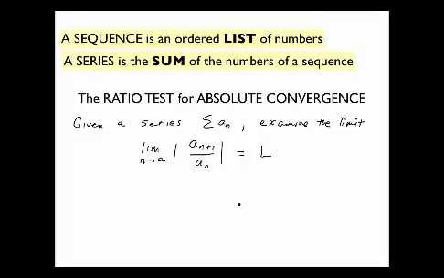So let's call that limit L, okay? Then you're going to examine the limit of that sequence. If L is less than 1, then the original series is absolutely convergent.